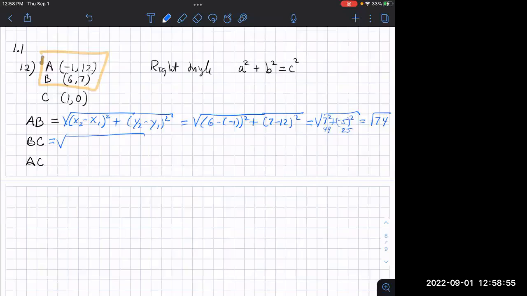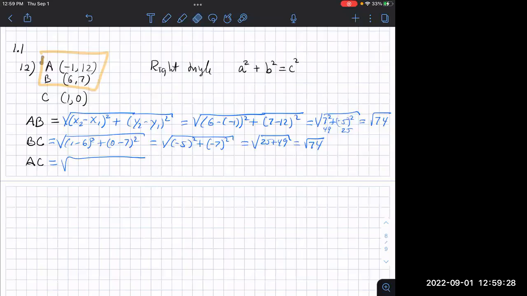BC is 1 minus 6 squared plus 0 minus 7 squared. Okay, and then simplified is -5 squared plus -7 squared. Okay, and then simplified is 25 plus 49. Okay, and I got the same answer, square root of 74. Okay, and then one more.